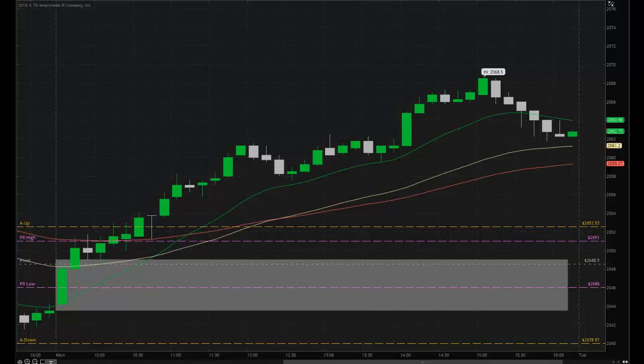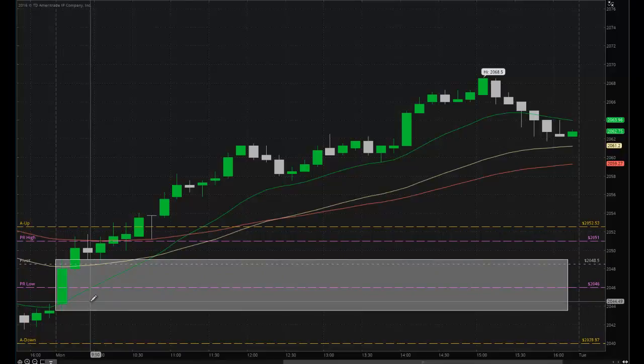So let's take a look at what happened today. First, let me identify some of the marks on the chart so you'll understand what you're looking at. This gray area is the opening range. I use a 10-minute opening range. This is a 10-minute bar chart. The first bar of the day is the opening range. I simply mark the high and the low, and that becomes the opening range for the day.